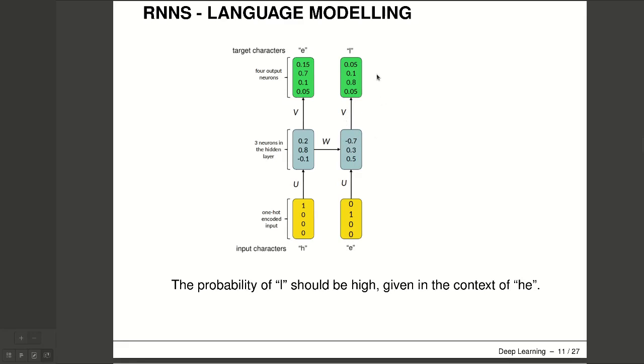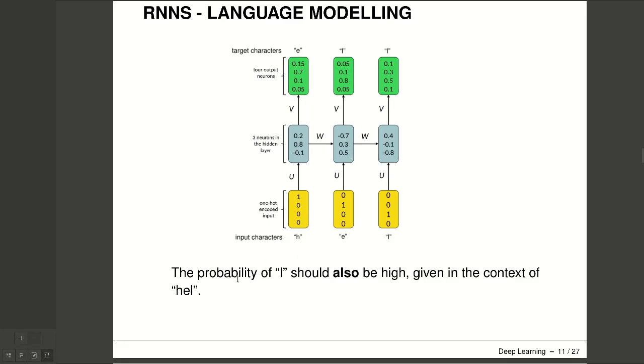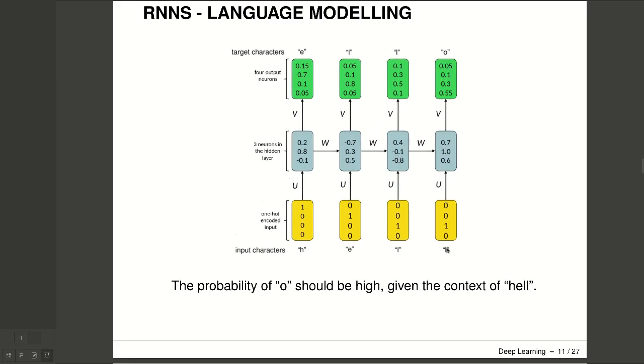And similarly, we have the four output neurons here, and here we would like to target or predict the character L, where the input is HE. And similarly for the L, the probability of the L should also be high when the context of the input is HE. We have the second L, and after the second L, we would like to predict the O, which is the last character.